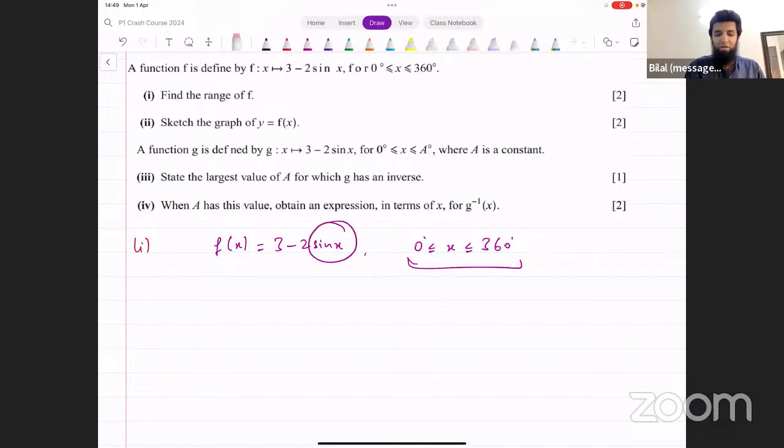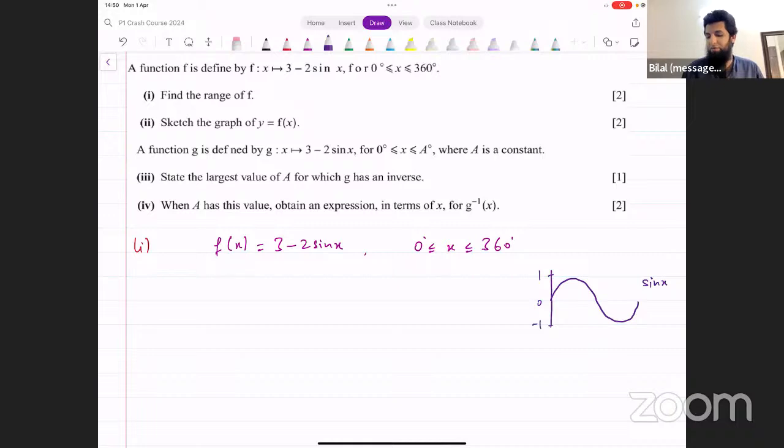sine x. Now, remember, sine completes one full cycle in 360 degrees, right? One full cycle of sine is completed in 360 degrees. And it goes like this. So the sine function would look like this. It would start from 0. It will go to 1, and this is -1. From 0, it goes to 1, then comes back to 0, and then goes to -1, and then comes back to 0 again. Right? That's what the function looks like.